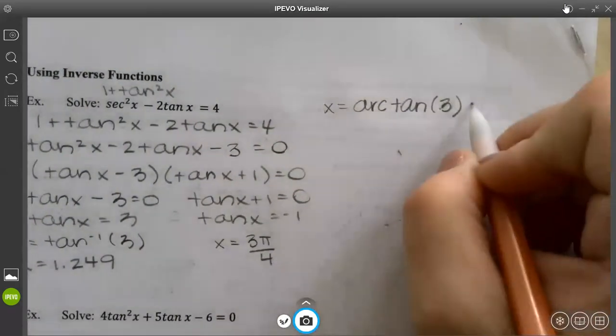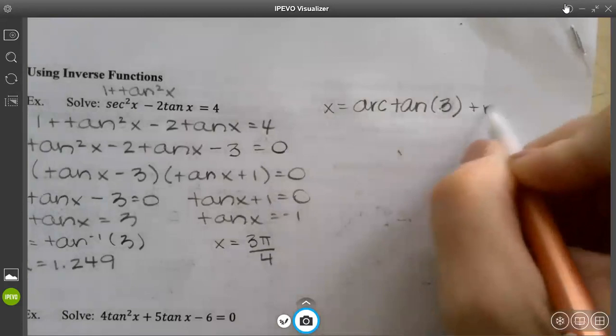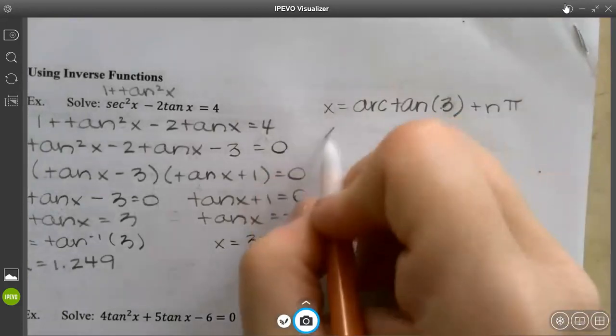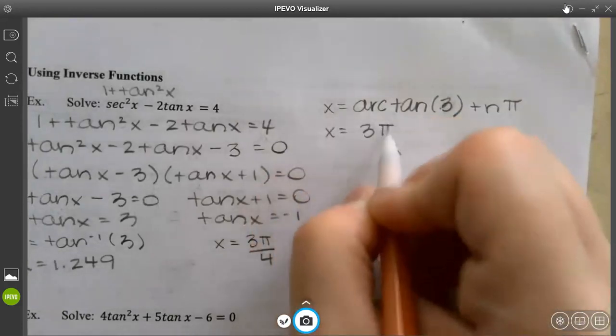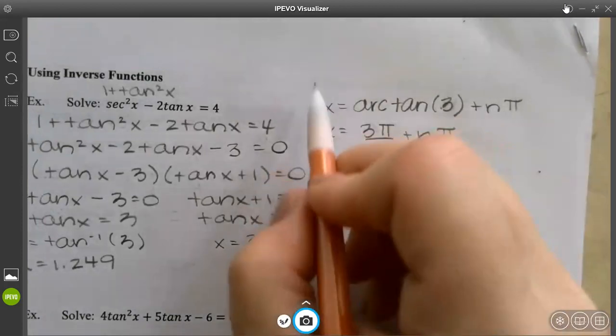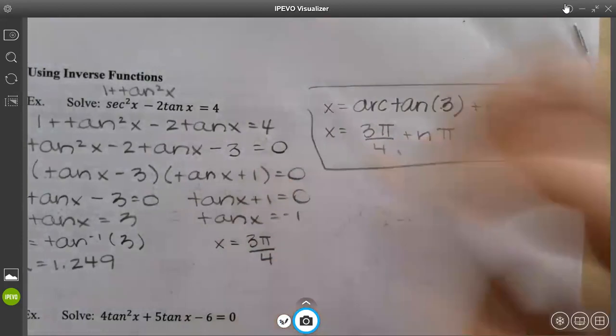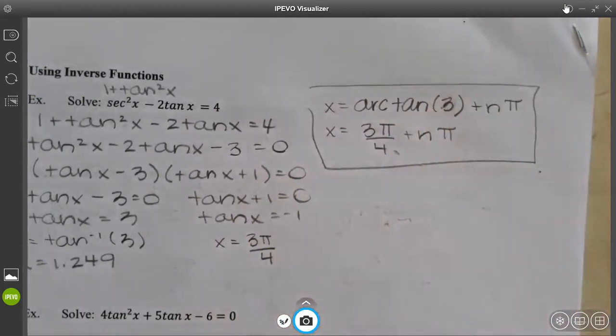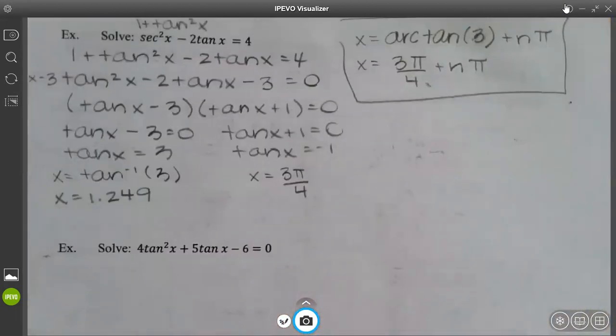But what do I got to do to it? Put in general. And then your other one is normal, 3 pi over 4 plus n pi. Again, like I said, you could do arctan, tan inverse, or you can do the actual decimal. I don't care. Last one.